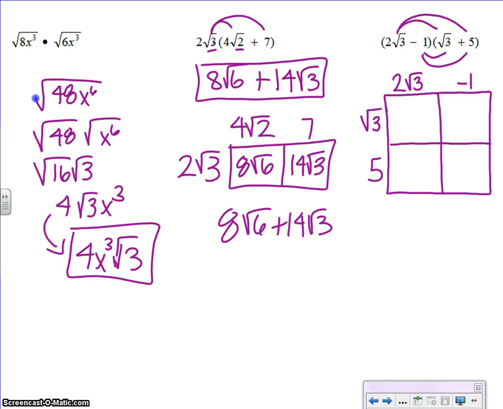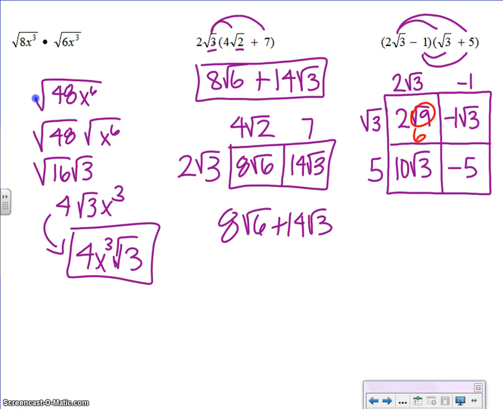signs, okay? So then 2 root 3 times root 3 is 2 root 9. Root 3 times negative 1 is negative 1 root 3, or negative root 3. 5 times 2 root 3 is 10 root 3. And 5 times negative 1 is negative 5. Now we need to reduce and switch some stuff up in here. Square root of 9 is 3. So 2 times 3, this box is 6 here.